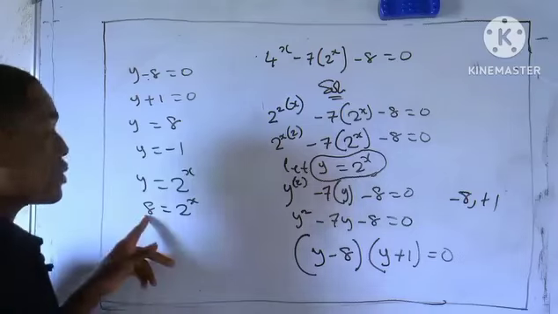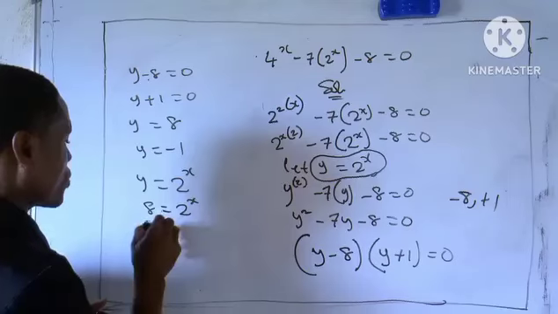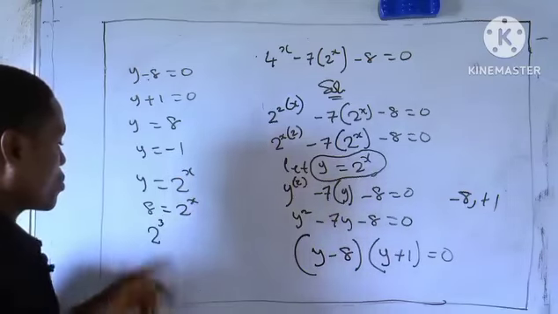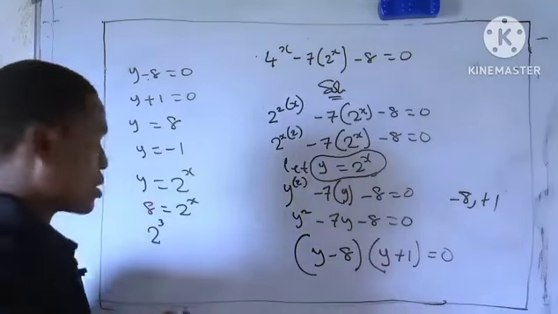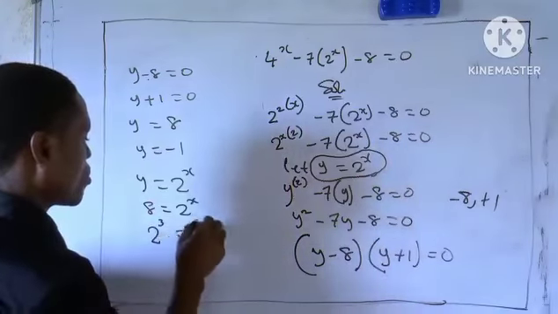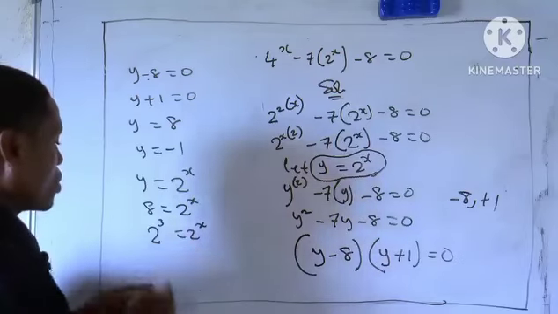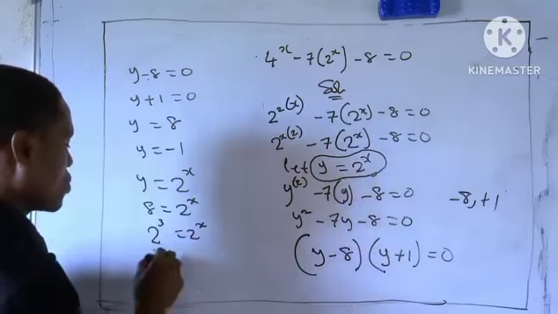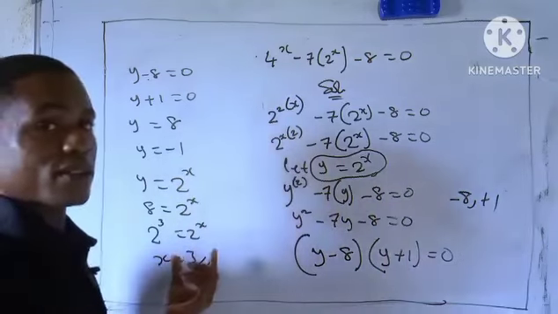Okay, so we can change 8 to index form, 2 raised to power 3, right? 2 raised to power 3 means 2 times 2 times 2, which will still give us 8. So 2 raised to power 3 equal to 2 raised to power x. Since we have equal base numbers, we equate only the powers. So x equal to 3 as the first answer.